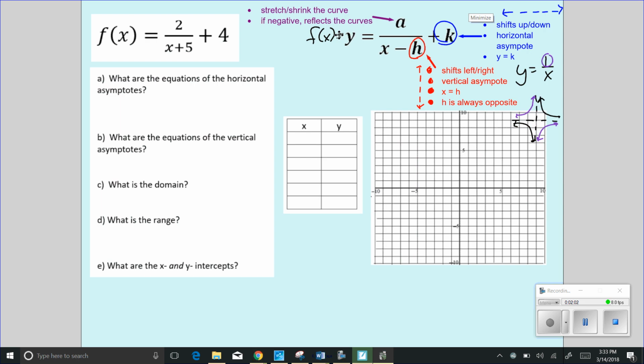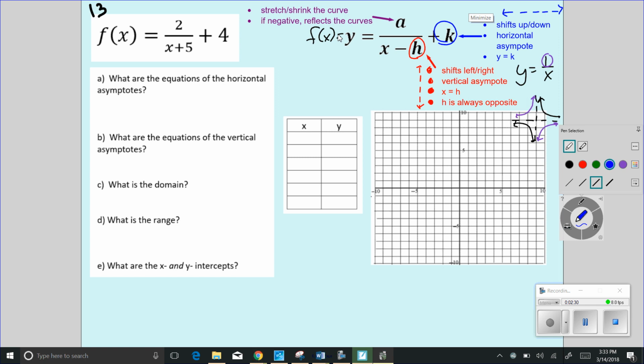Okay, so let's take a look at an example. This is on your test review for chapter 6. This is number 13, again on your test review. Going through each of these questions here, we have this equation 2 over x plus 5 plus 4. So I have all three transformations. I'm adding the bottom, outside, and I have a number on top. So let's start with identifying the horizontal asymptotes.